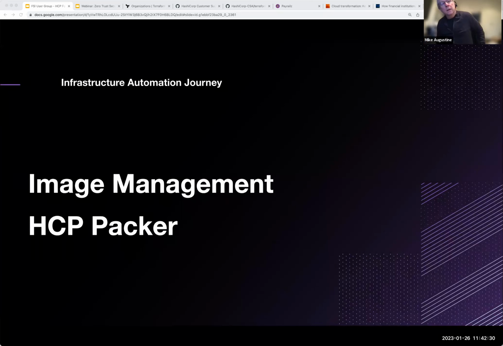Okay, so this is just a little teaser. This is the image management we talked about, but before we go into that, we're going to break and go off into Terraform Cloud so we can take a look around and see what it is we're talking about, and then we'll come back and just touch on the HCP Packer.